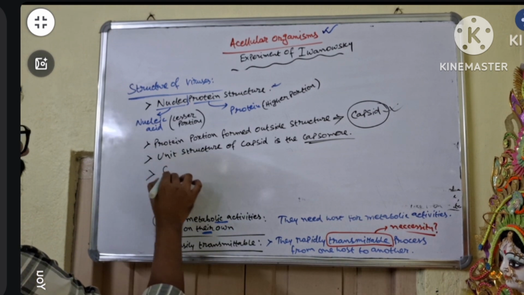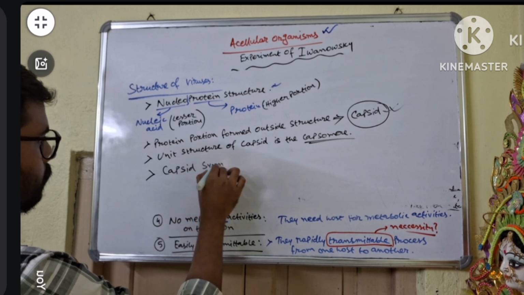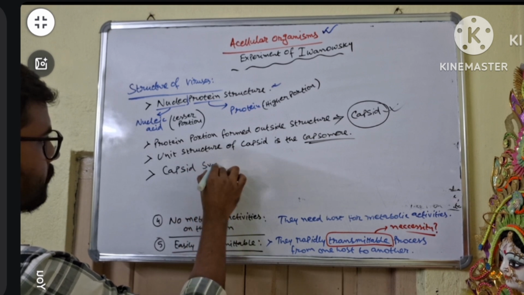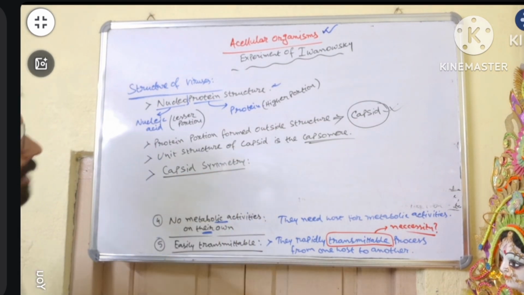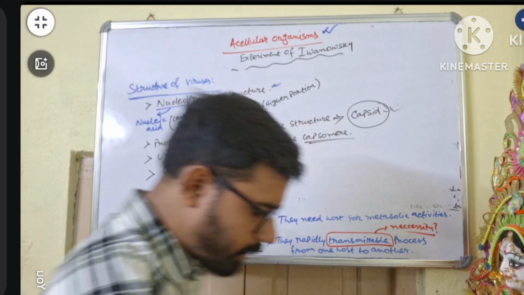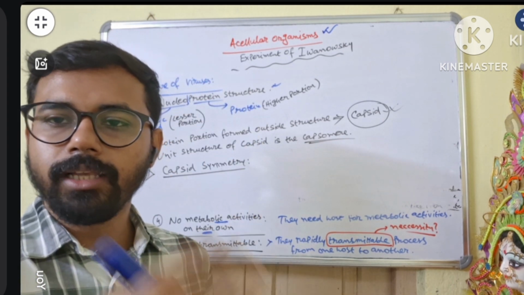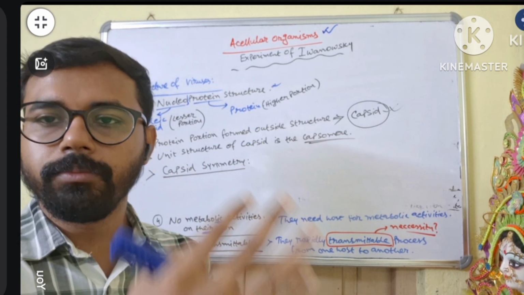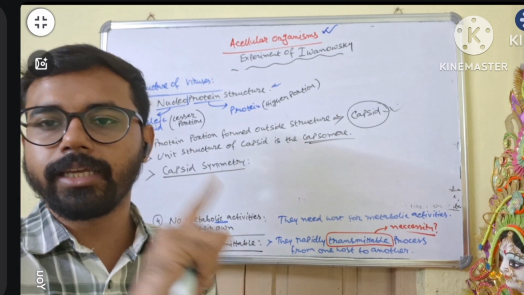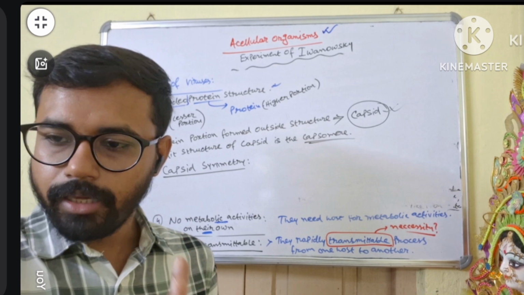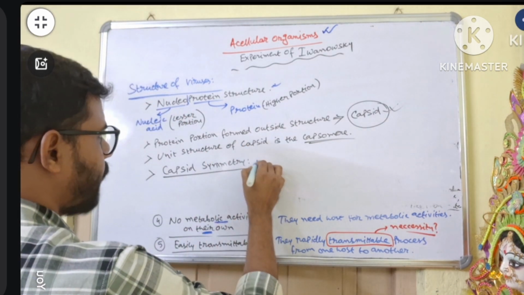And capsid has several symmetries. Capsid symmetry means the arrangement of capsomeres that makes the geometrical shape of the outside structure. What type of geometrical shape it produces after the capsomere arrangement is called capsid symmetry. That means, what does the outside structure look like? Okay, so capsid symmetry can be generally of two types.